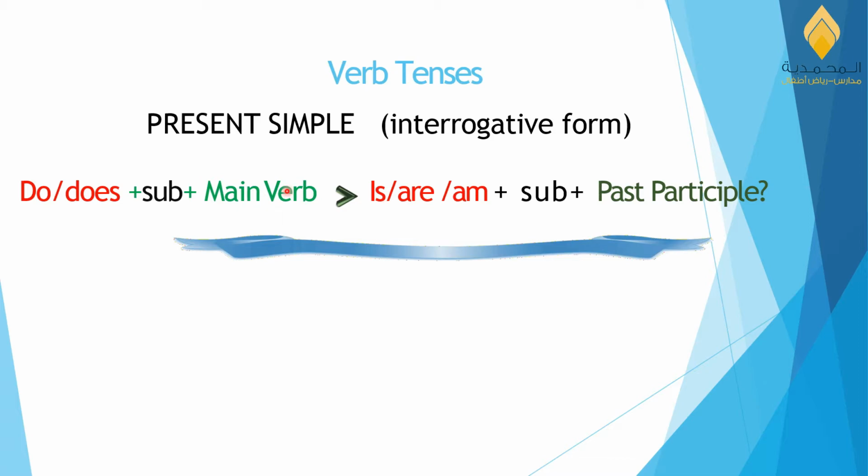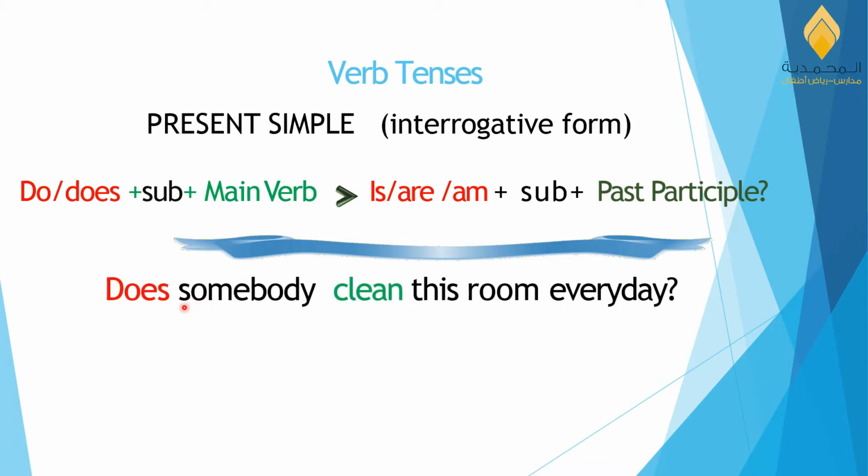Let's have a look at an example to make it clearer. Does somebody clean this room every day? This is a question in the present simple tense. It started with does, with the subject afterwards. After that, we have the main verb, and this is the object. Because we're dealing with passive, we're going to start with the object. This room. Okay, so the object is going to be the subject for the passive sentence.